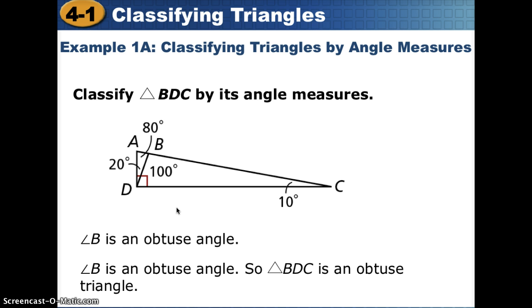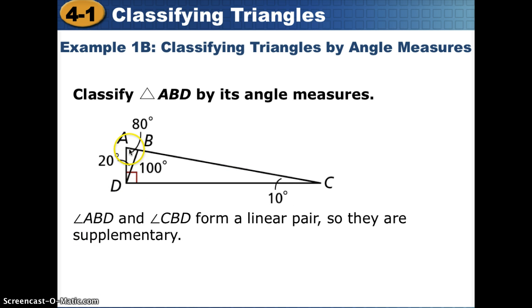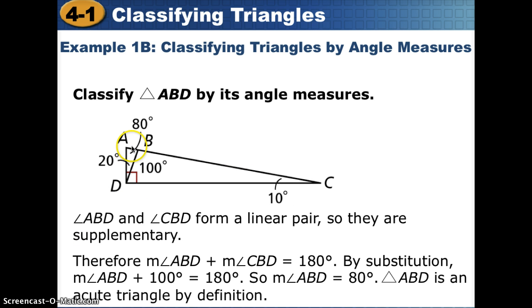Let's take a look at triangle ABD. The angle measures add up to 180 degrees. By substitution, we get this equation, ABD plus 100 equals 180. So we know that ABD also has to be 80 degrees. So we have an 80 degree angle at A, an 80 degree angle at ABD, and, I'm sorry, a 20 degree angle at ADB. So these are all acute angles. This is an acute triangle.